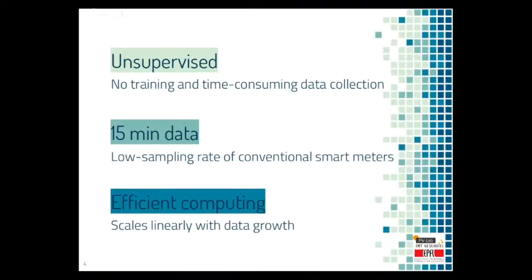First, to give you three main highlights about the algorithm. It's unsupervised, as I already said. There is no training required, therefore it removes the need to collect data. Second, this algorithm works with a low sampling rate. Typically, we are working with smart meter data at 15-minute resolution. And the third main point is that the algorithm performs efficient computing. You will see it later when we compare it with some other algorithms. But the main point here is that with the growth of the amount of data, our algorithm scales linearly, as opposed to the, let's say, exponential growth that we have usually seen in some other algorithms.